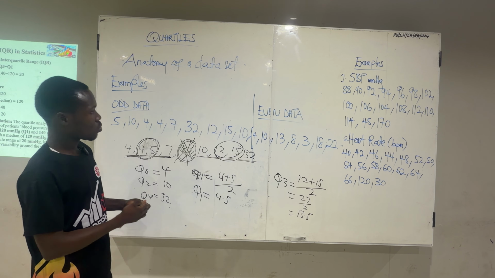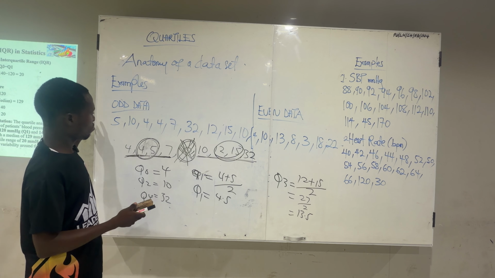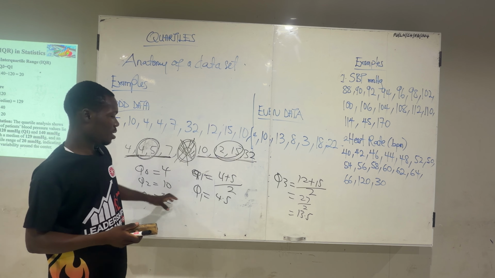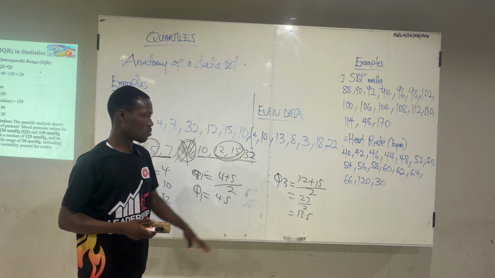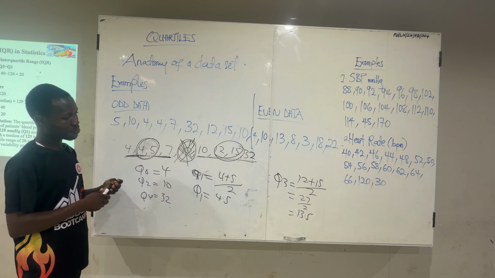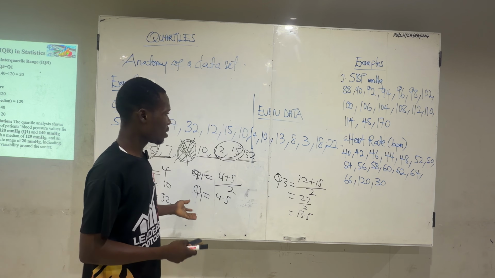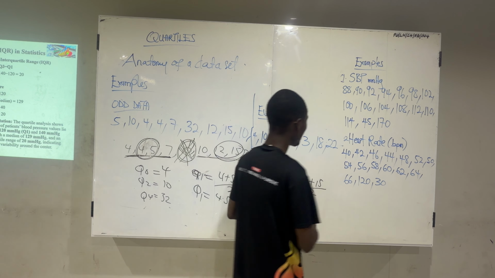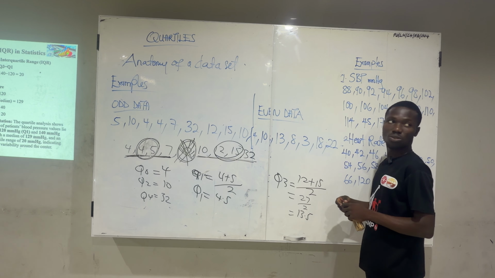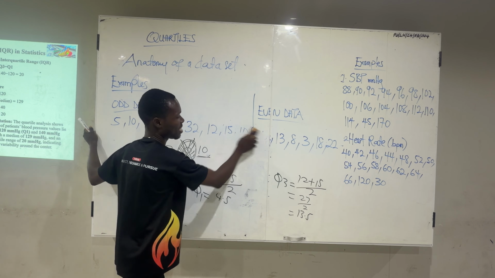If the data was to be ages, then we would have been adding the units to it. But this question doesn't state the units. So this is for the odd data. Let's go to the even data. So let's look at the even data.